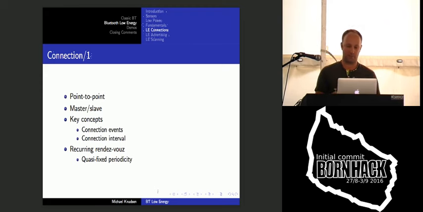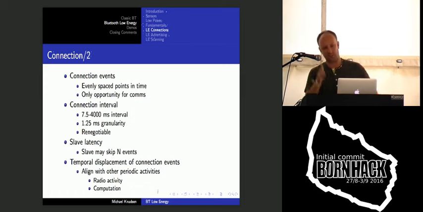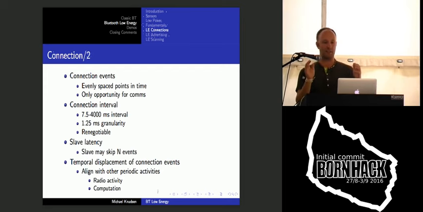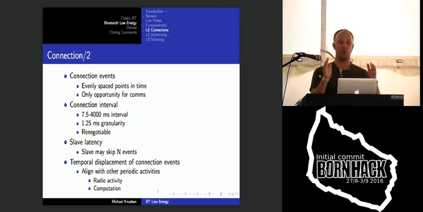But I guess in some sense, all connections could be expressed like this. So what is this? Connection events are evenly spaced points in time, and these are the only opportunities for communication between the 2 devices involved in a connection. The connection interval defines the time between connection events. So the lower the connection interval, the more power you will be using, because the more frequently you will be communicating with your peer device. The connection interval can be from 7.5 milliseconds up to 4 seconds, with a granularity of 1.25 milliseconds.